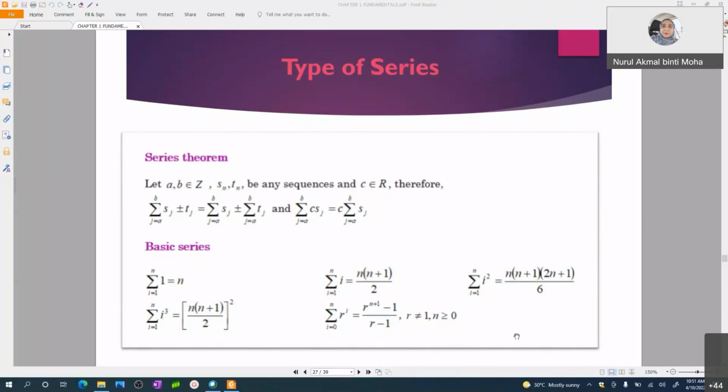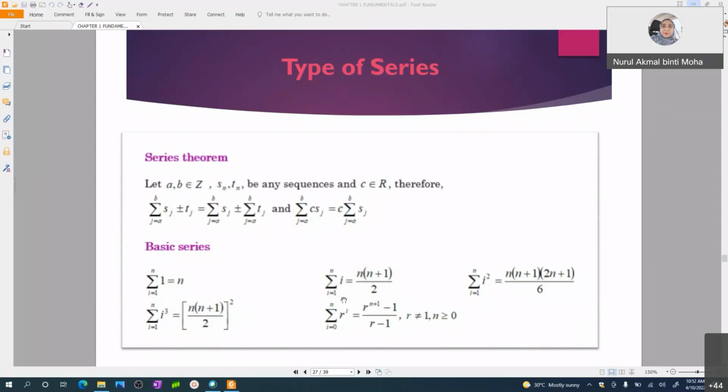Okay, and then for this one, these are the formulas. I think you have seen this in your calculus. It is a very important formula. I suggest you remember these four formulas. So for the summation of i from 1 up to n, the formula will be n multiplied with n plus 1, divided by 2.